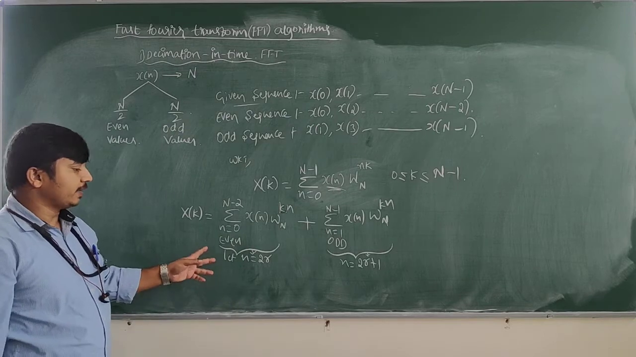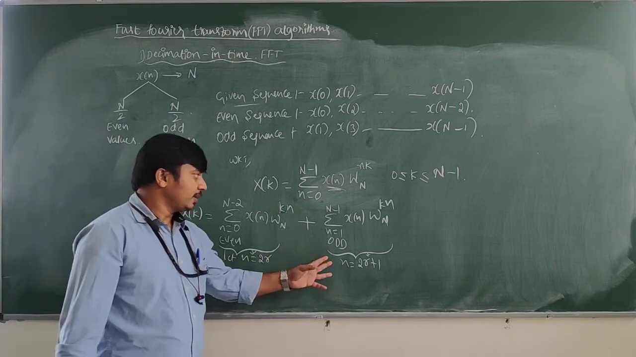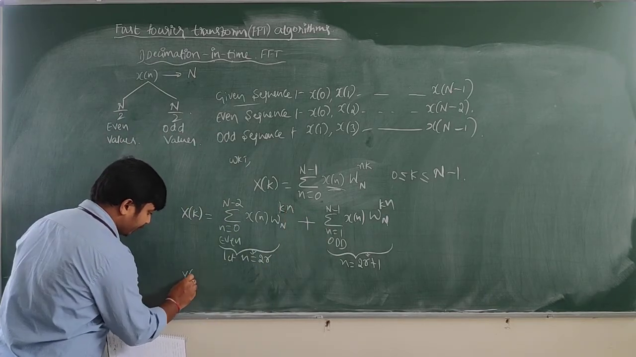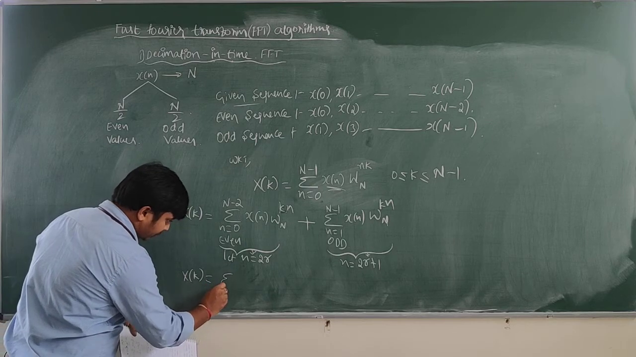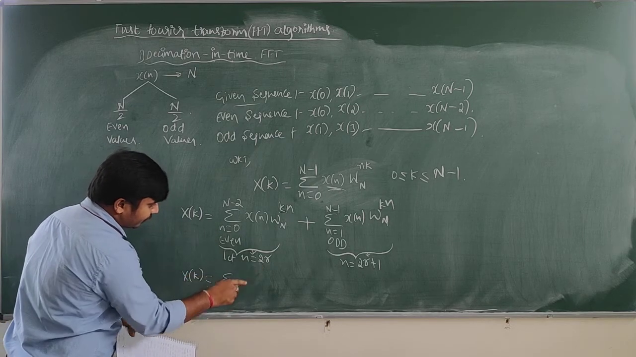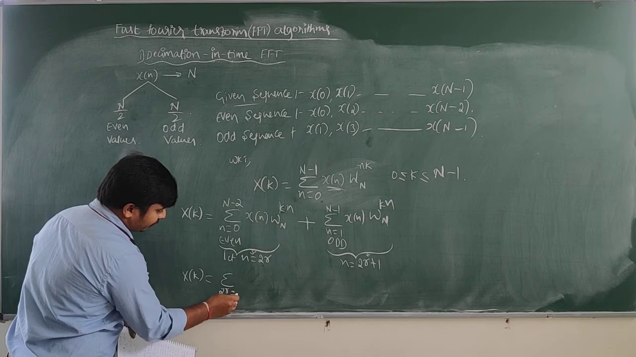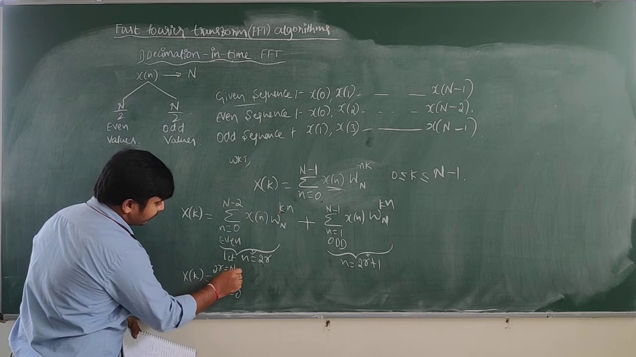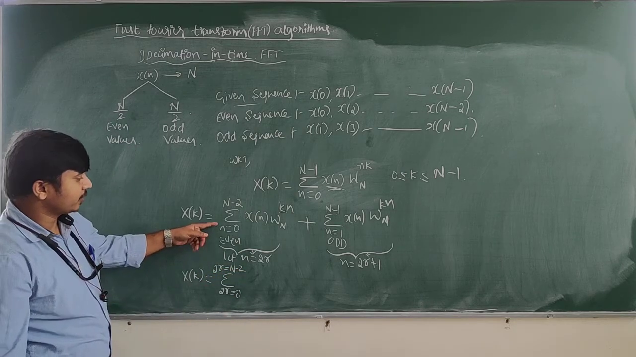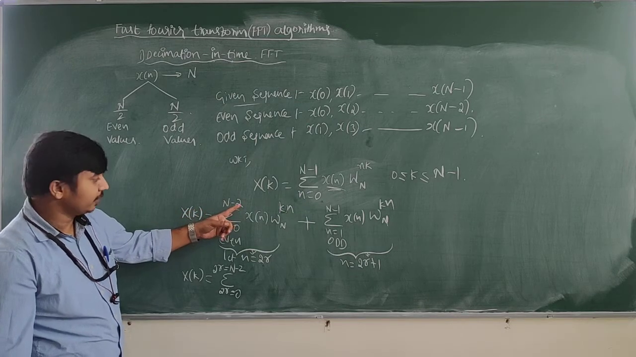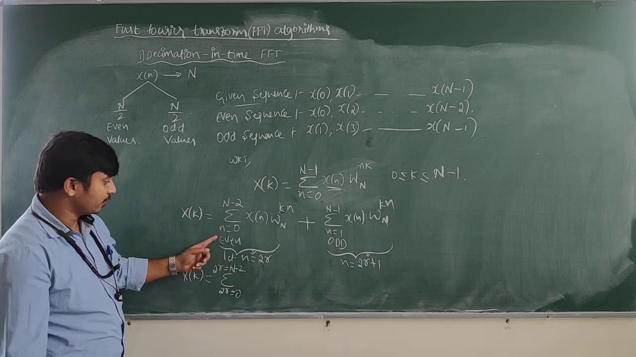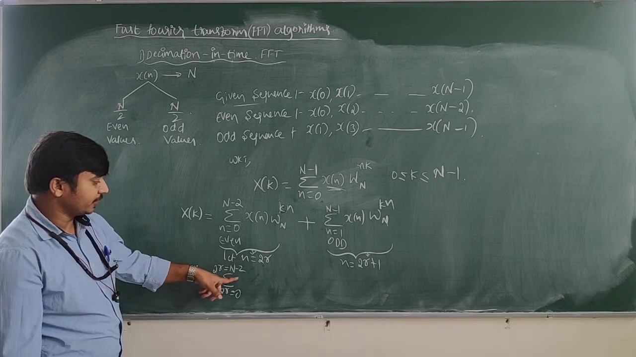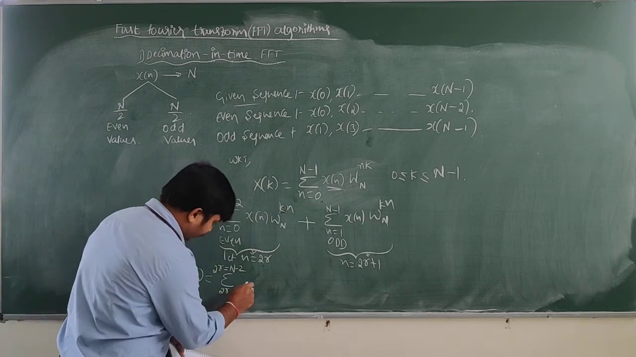Okay, so now wherever n is there, replace n by 2r, and here n is equal to 2r plus 1. So we get, therefore, X of k is equal to summation. So n is there, you replace n by 2r, n is equal to 0 to n is equal to n minus 2 is there. So I am replacing this n by 2r, therefore 2r is equal to 0 to this 2r is equal to n minus 2.